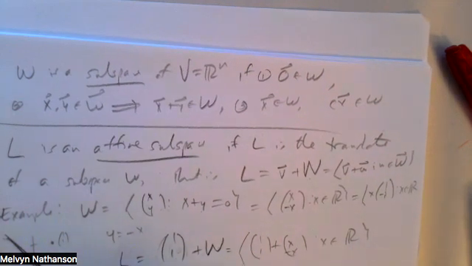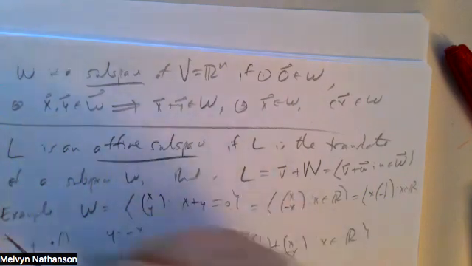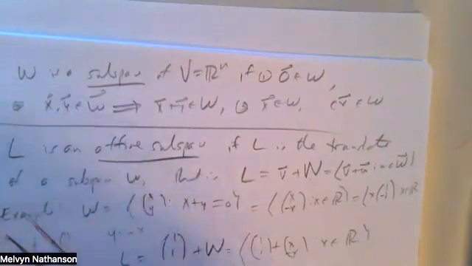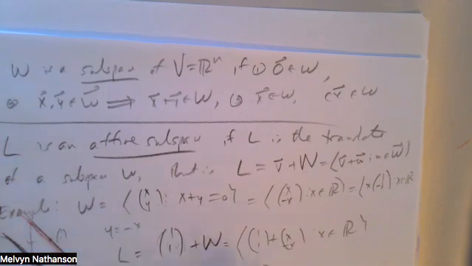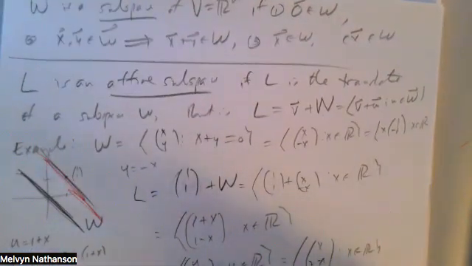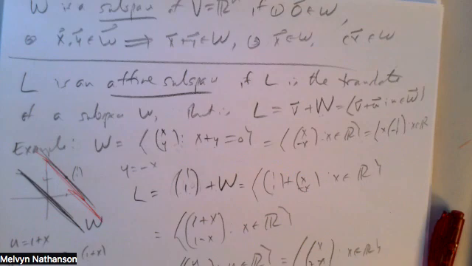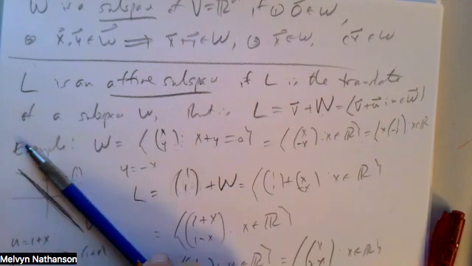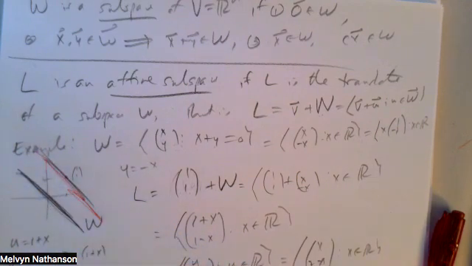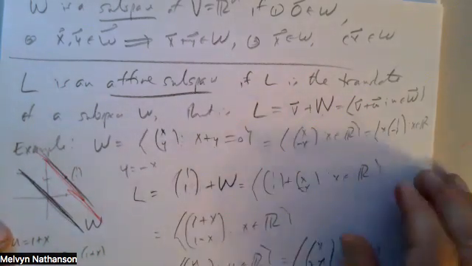What is that? That's the equation of a line. This is a line with slope minus 1 and y-intercept 2. Just a parallel line. So in R2, a one-dimensional subspace is a line through the origin, and the translates, the affine subspaces, are all lines parallel to that. So this is a nice example to keep in mind of what an affine subspace is.